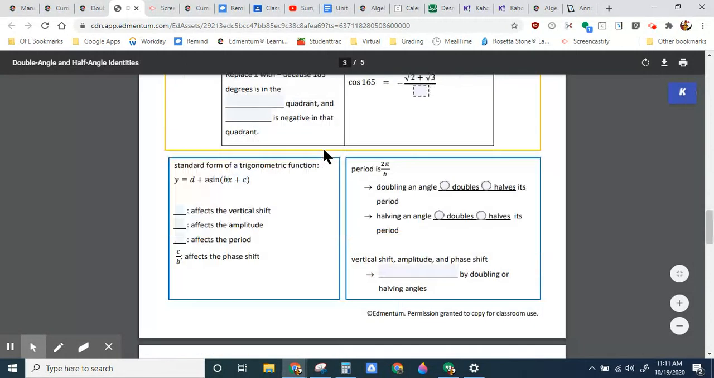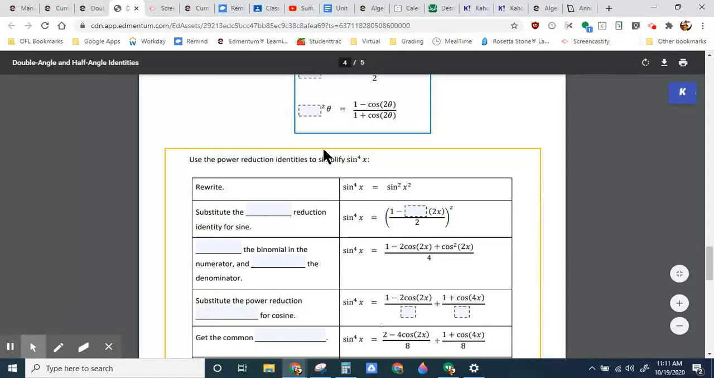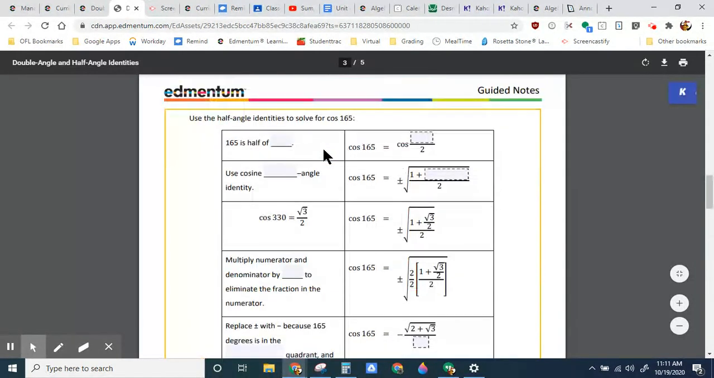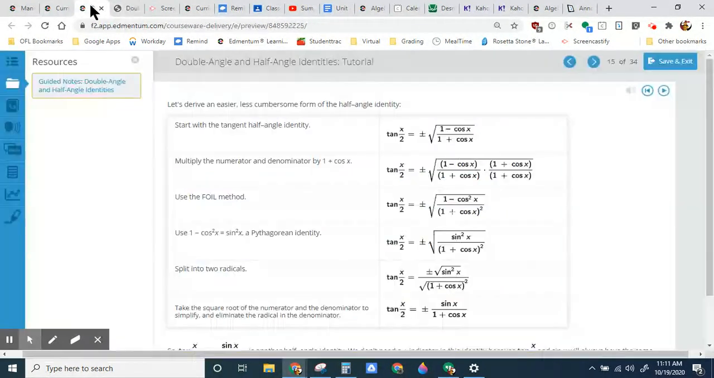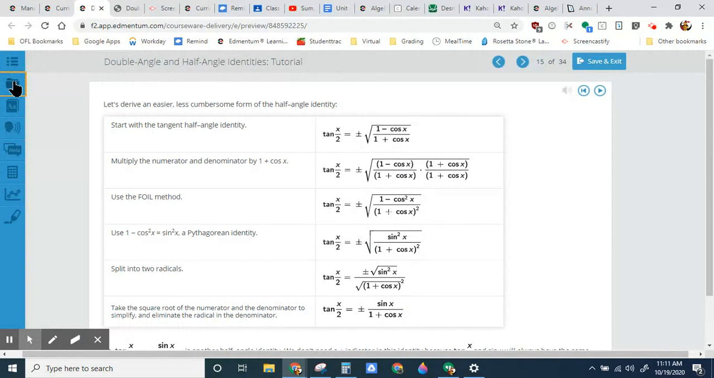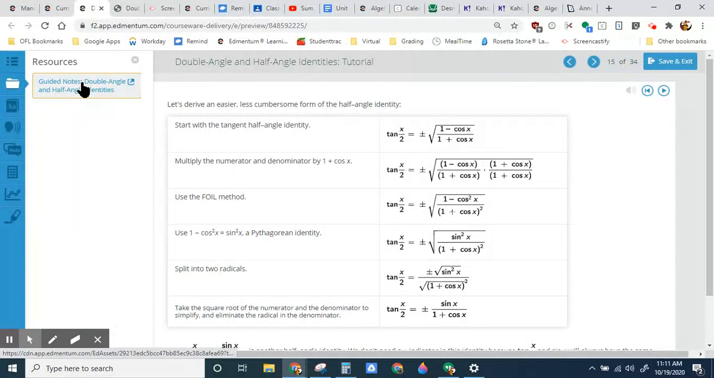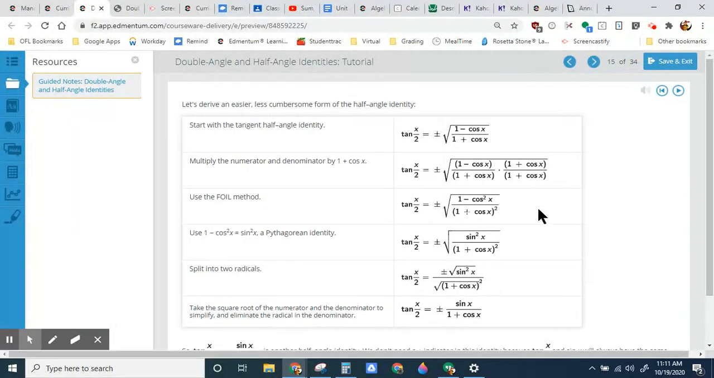Okay, so if you guys are the type that really likes having fill in the blank stuff, this is a good way to have notes open. I'll show you how to get there again. You just go to this little folder, hit this, and that gives you the guided notes.